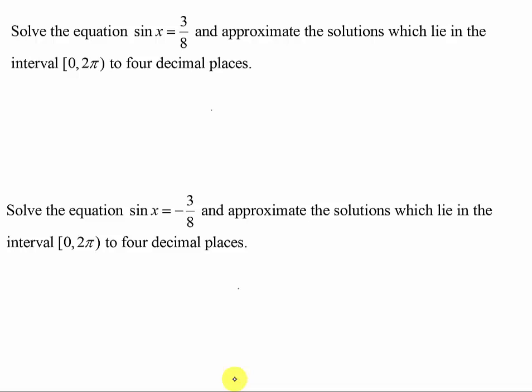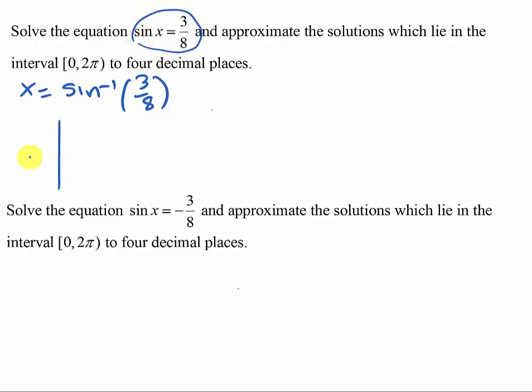Here we want to solve the equation sin x equals 3/8 and approximate the solutions which lie on the interval from 0 to 2 pi to 4 decimal places. So first of all, if I did the inverse sine of both sides, I would have x equals sine inverse of 3/8. Now remember that sine inverse is a one-to-one function, and we're only going to get one solution out of that, where there are going to be other solutions that solve the original equation right here.